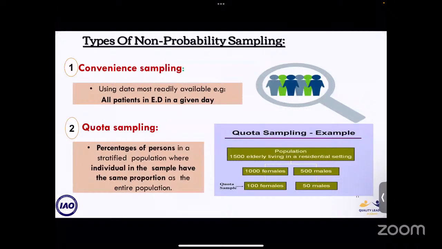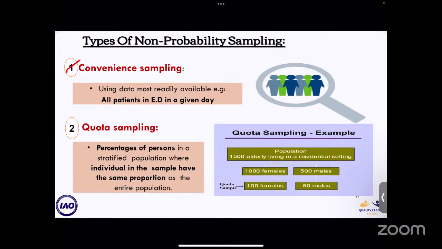Now for non-probability sampling. For non-probability sampling, there is a bias, as I've mentioned, and you cannot generalize the results to the entire population. The first type of non-probability sampling is what we call convenience sampling. What is convenience sampling? This involves using data most readily available. For example, all patients in the emergency department in a given day. That is the data that is more readily available.